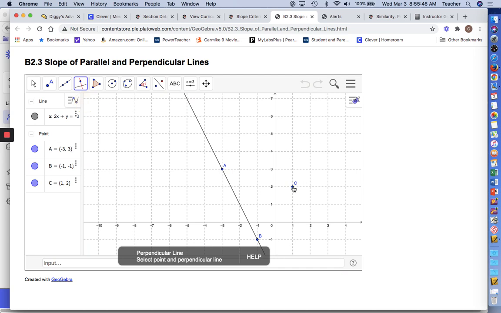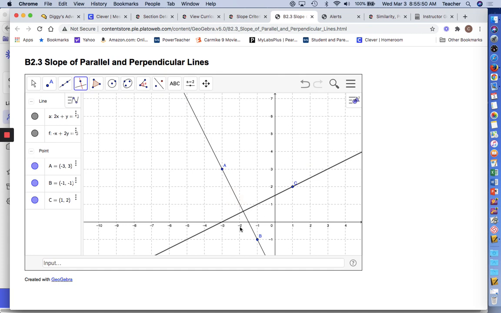Click on point C. Click anywhere on your line AB, doesn't matter where. And there's your perpendicular line. This angle right there is going to be 90 as well as the other three. All four angles are going to be 90. That's what perpendicular means.